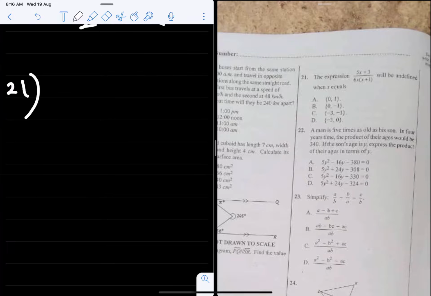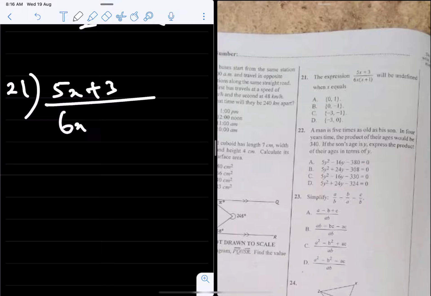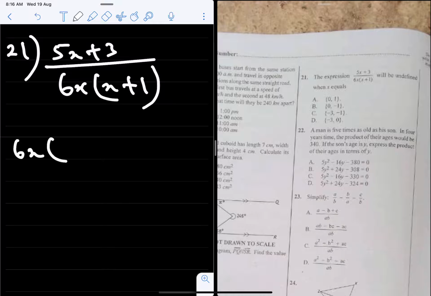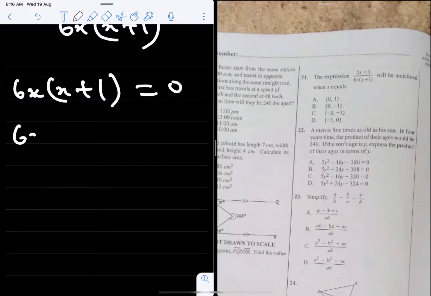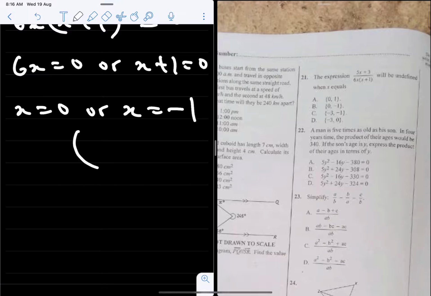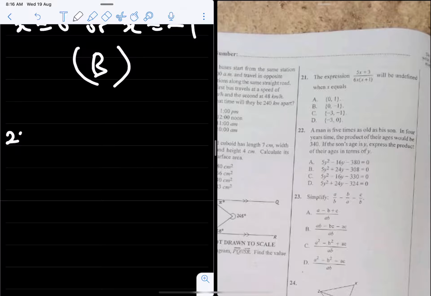21 says the expression 5x plus 3 divided by 6x into x plus 1 is undefined when x equals dash. If this expression is undefined, it means its denominator is equal to 0. And that simply means 6x equals 0 or x plus 1 equals 0, which simply means x equals 0 or x equals minus 1. The correct option is B. Now to the next, number 22.